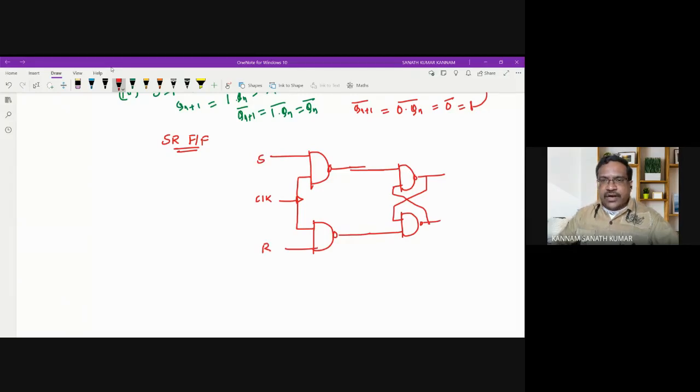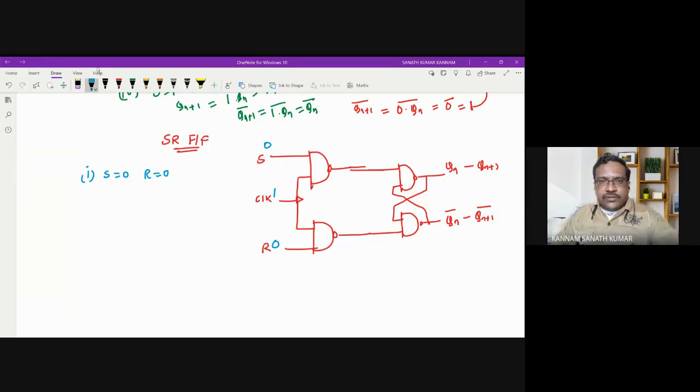Here you have the present state Qn, and then the complement of this, Qn bar. And what is the next state? Qn plus 1, and here Qn plus 1 bar. Okay, so now I will realize this one. First case, when S equal to 0 and R equal to 0, when clock equal to 1.